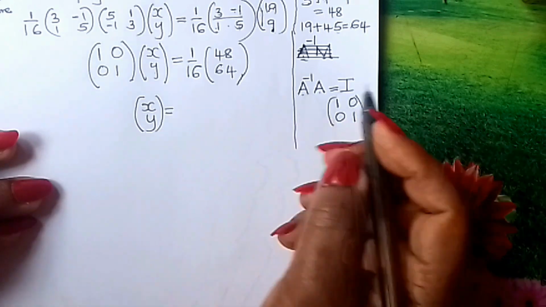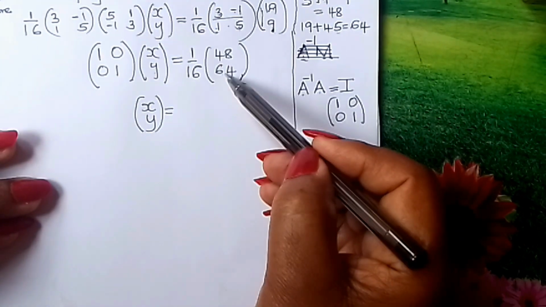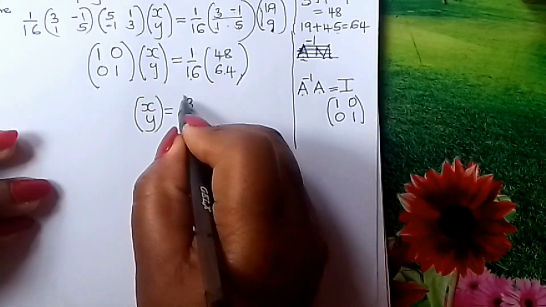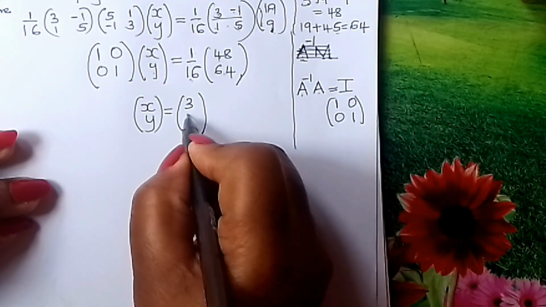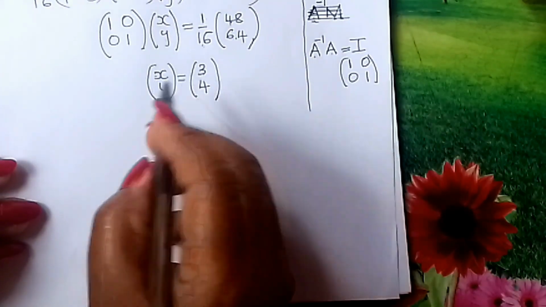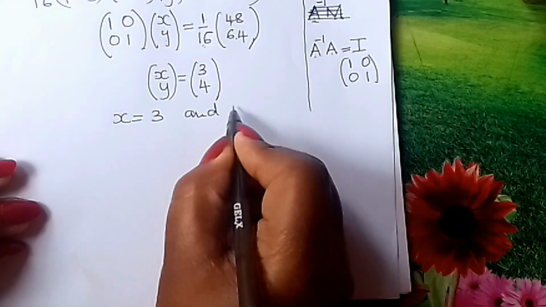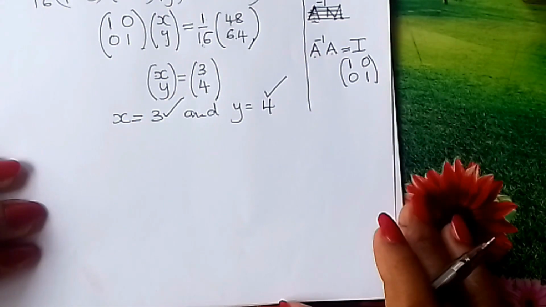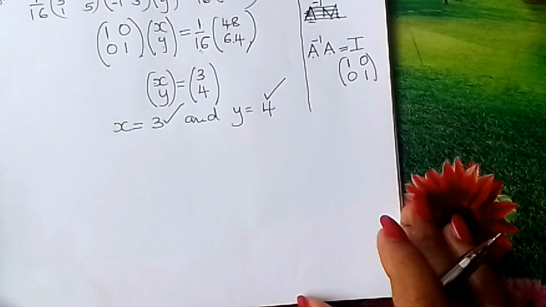So you then equate it to what? You multiply 1 over 16 with the elements inside here. 1 over 16 times 48, you get what? 3. 1 over 16 times 64, you'd get 4. There we are. And therefore, what is our x? Our x is 3, and our y is 4. Those are the values of x and y after solving your simultaneous equations.